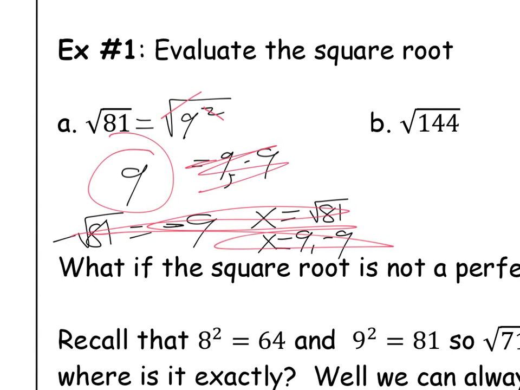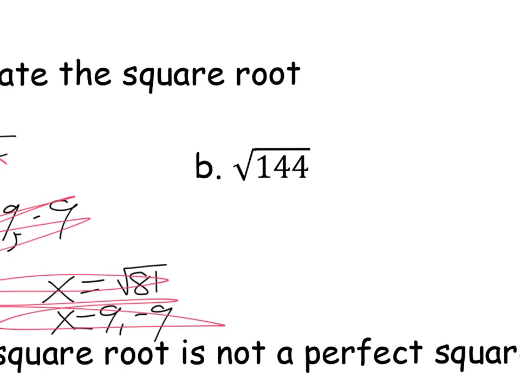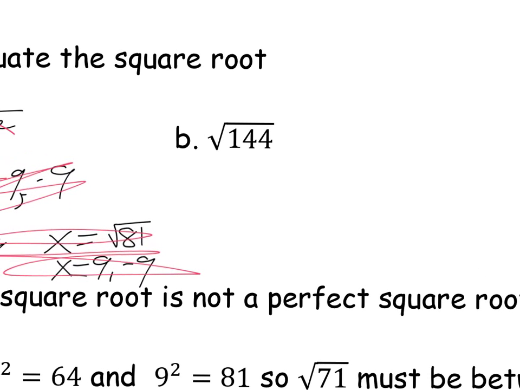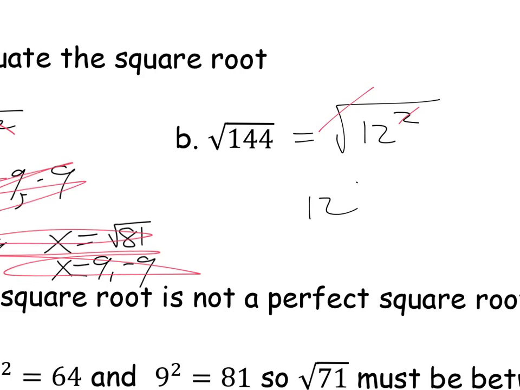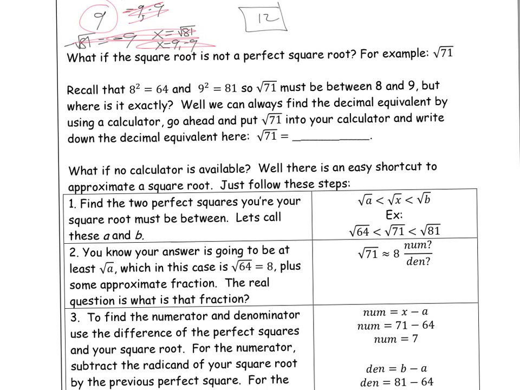So, what's the square root of 144? I want you guys to go ahead and just try that real quick. See if you can figure out what number when squared equals 144, and then you should be able to solve that. Okay, so hopefully you saw that 144 is 12 squared, so you could have the square and square root cancel each other out, and so your answer is simply 12. Great.